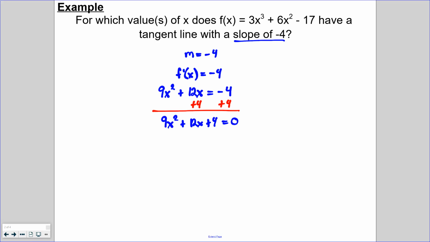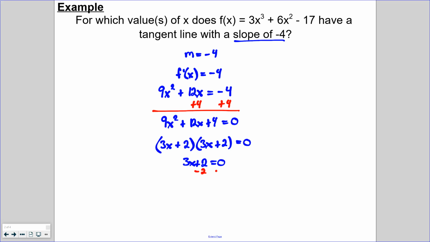Now we can go ahead, we can either use the quadratic formula here to find x, or we can factor. I'm going to factor this to be 3x plus 2 times 3x plus 2 is equal to 0. Now we can see that both factors are the same, and they're both equal to 0, so we really just need to take one factor, set it equal to 0, to find our x value.